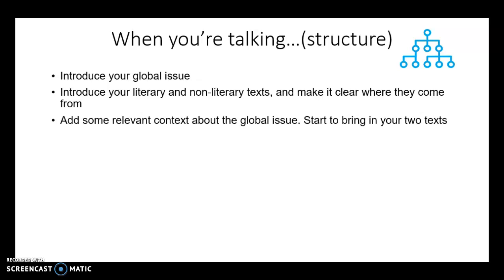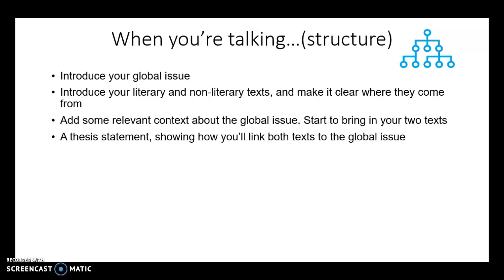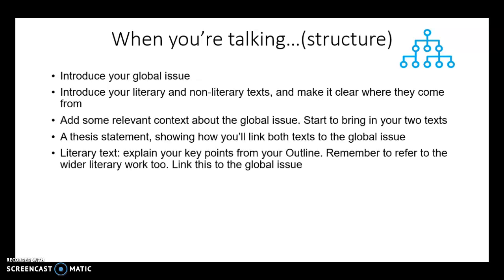Think about a little bit of context to the global issue, and then weave your two texts into this, so your two texts then are connected through this global issue. Have a thesis statement, a claim, show how you're going to link the text to the global issue. They may be similar, they may have a different treatment, that's okay, but show how they're both connected to your global issue. I would first start with a literary text, but you could do it the other way around. Bring in your literary text, explain from your outline what your key points are, go through the extract section by section, picking out the relevant parts, maybe not line by line, you won't have time for that, but pick out relevant examples, show the effect they have on the reader, and also crucially, how they link to the global issue.